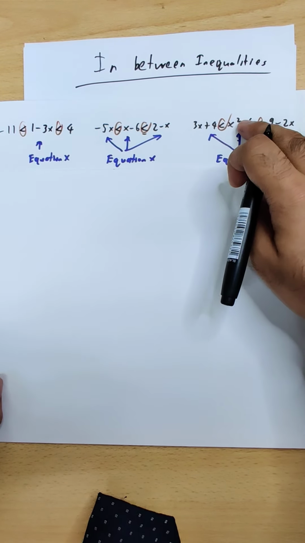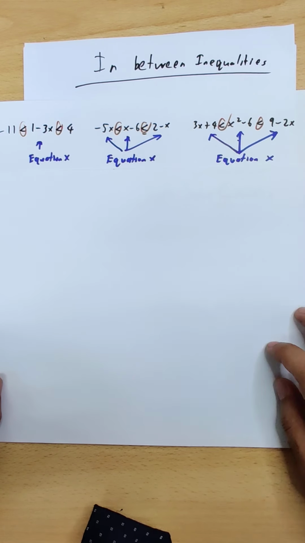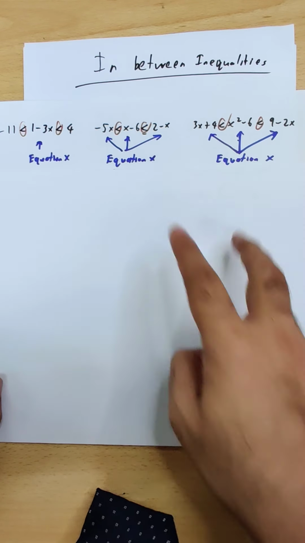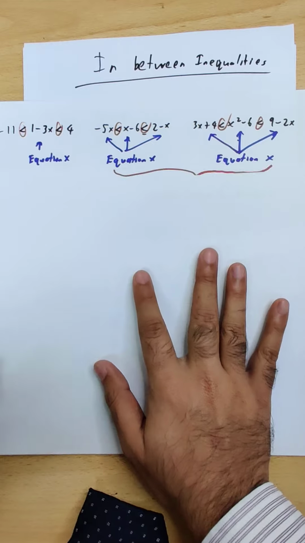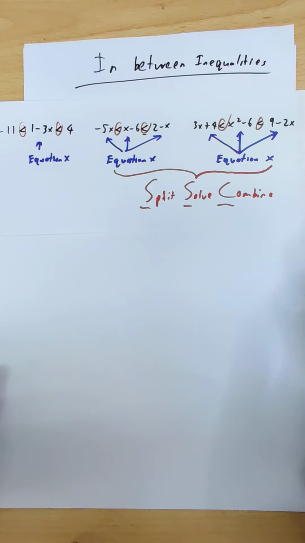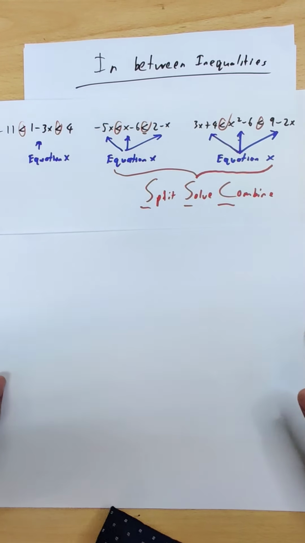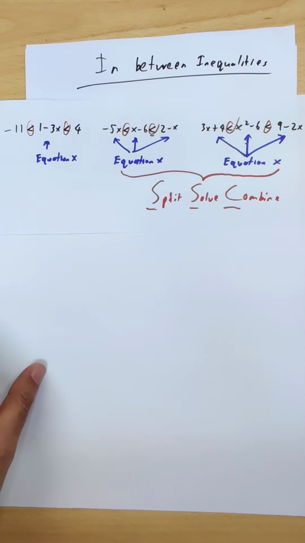But for this one, there's an x squared, so it's a bit of a special case. So I'll go through this one first, which is easy. For these two, I apply the technique which I call SSC, which stands for split, solve, and combine. Okay, let's have a look.